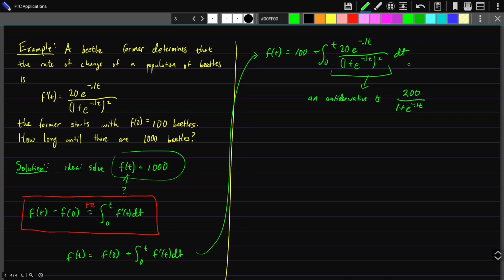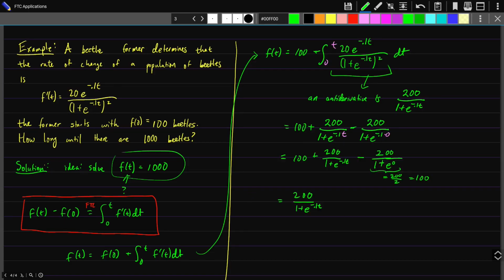From previous problems involving logistic population growth models, we know that an antiderivative for this is 200 over the quantity 1 plus e to the minus 0.1t. If you're not sure about that, you can of course guess and check until you get the constants right. So we're going to use this antiderivative plus the FTC again to evaluate our integral. That tells me that f of t is 100 plus my antiderivative evaluated at both of the endpoints of the integral. So that formula looks like this. And simplifying, I find that f of t is 200 over 1 plus e to the minus 0.1t.